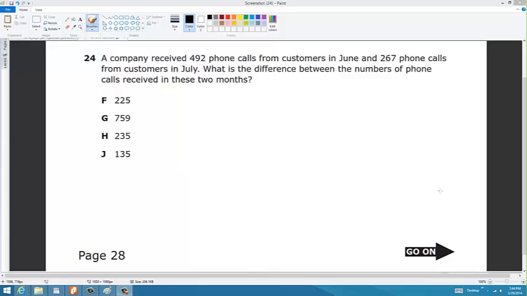A company received 492 phone calls from customers in June and 267 phone calls from customers in July. What is the difference between the number of phone calls received in these 2 months? So we've read the question. We kind of understand what it's asking for. We're going to create this UPS window pane.